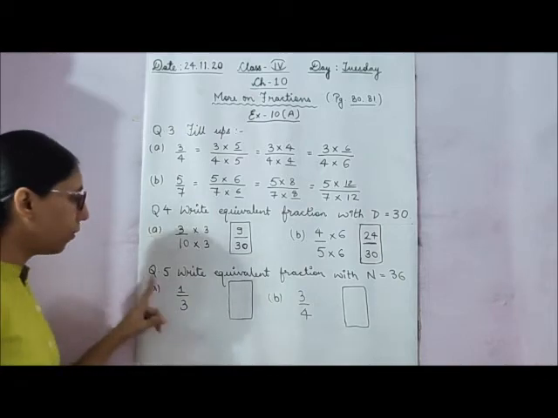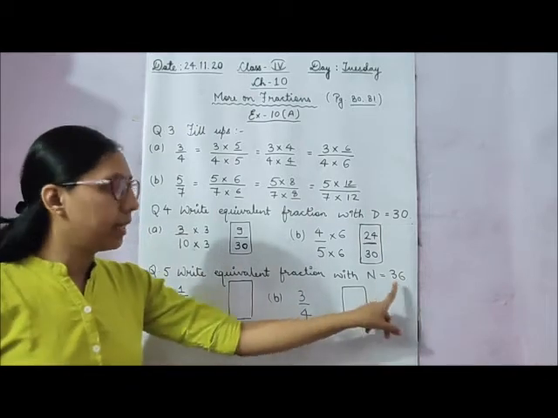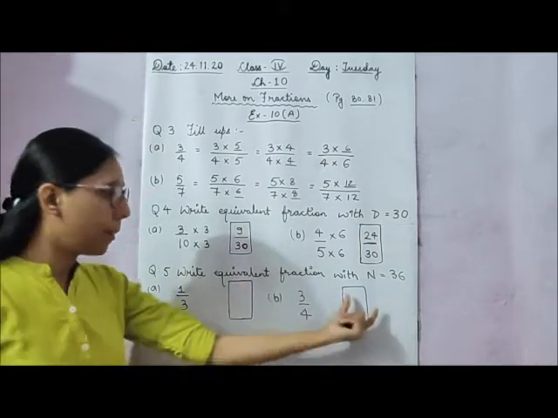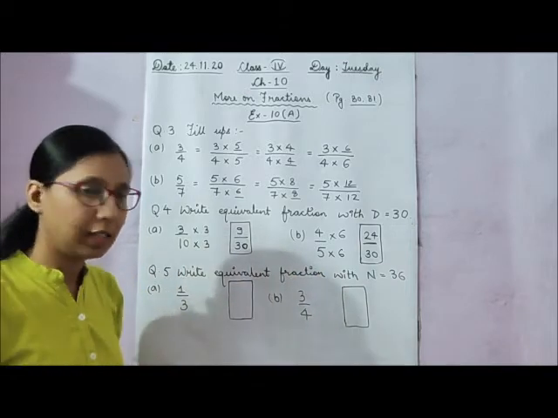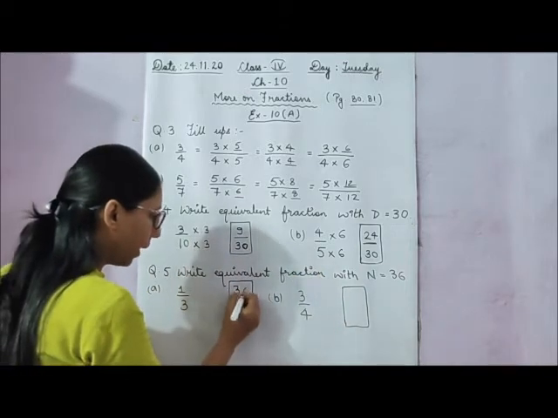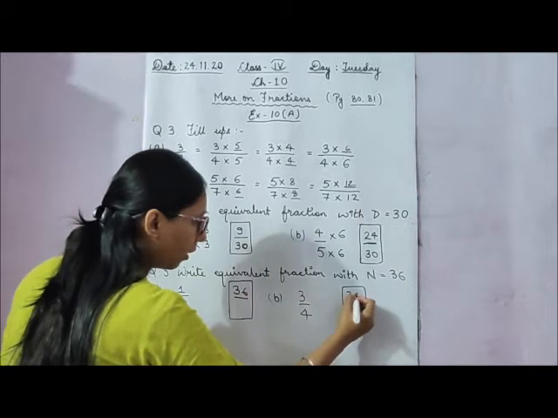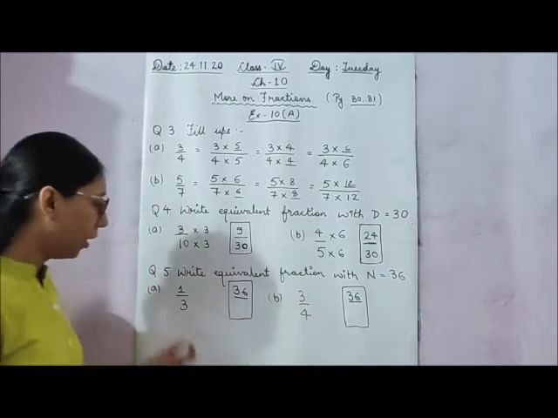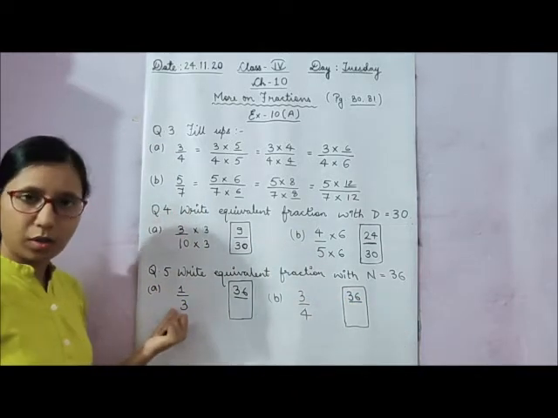In question number 5, now we have to make the numerator 36. So here we have to make 36 the numerator. Now see, in A part that is 1 upon 3.